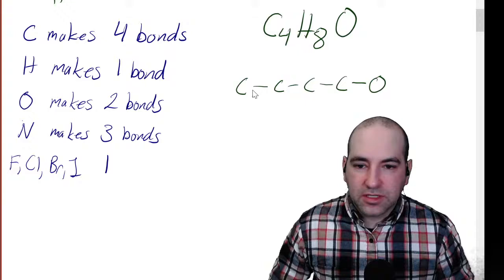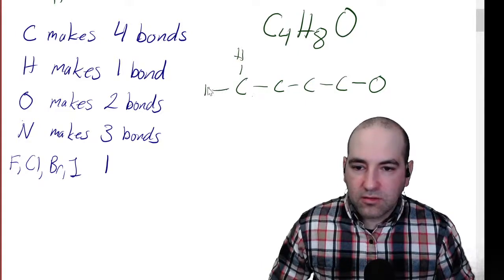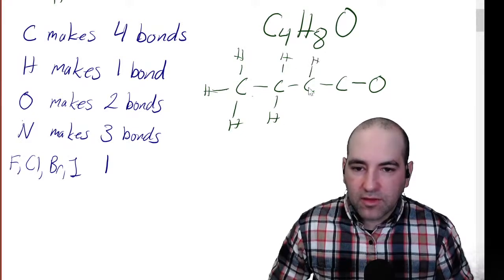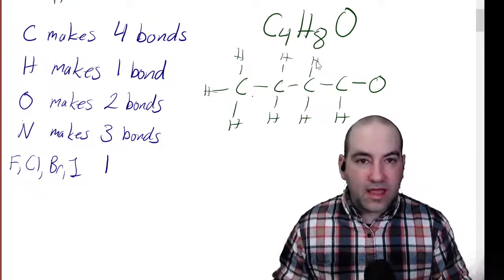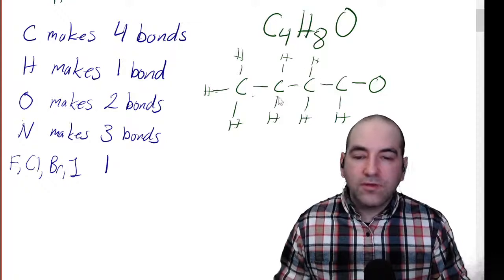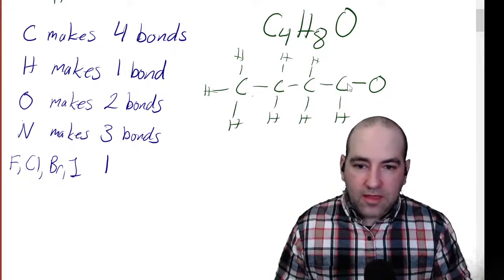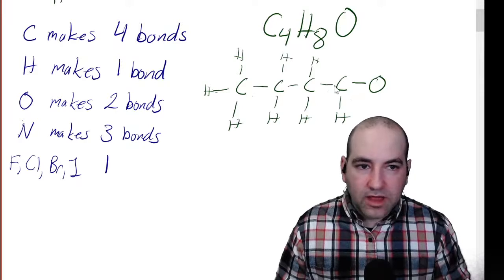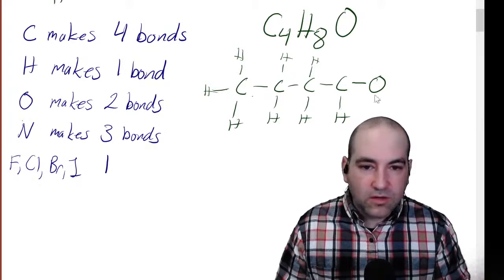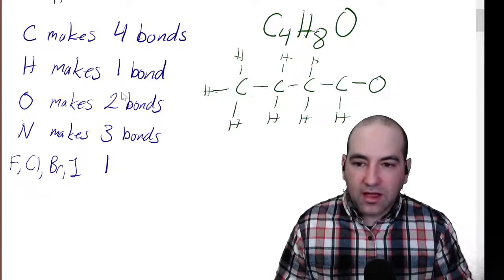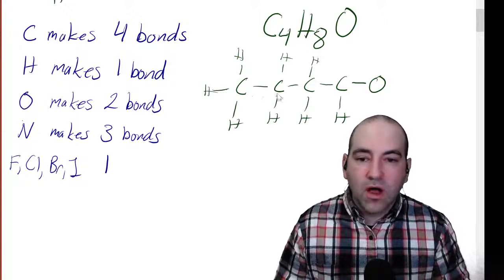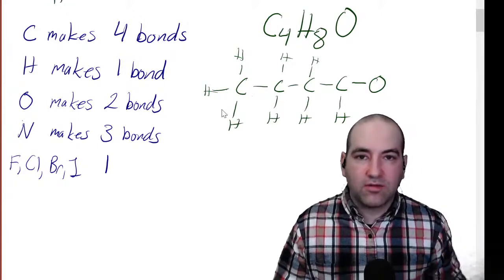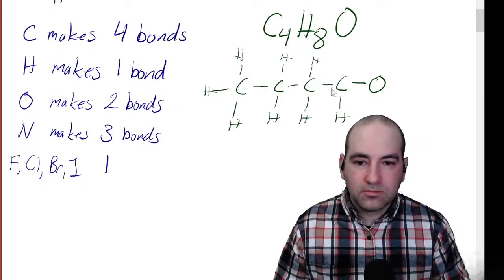And now we have 8 hydrogens. So we'll start putting those around. 1, 2, 3, 4, 5, 6, 7, 8. Now that's our molecular formula. We can't add any more atoms to this structure. And hopefully you see a problem here in that this carbon right here only has 3 bonds and this oxygen only has 1 bond. So that violates our rules here. And so this is not a reasonable structure for C4H8O because the carbon and the oxygen don't have enough bonds. These do, but these don't.